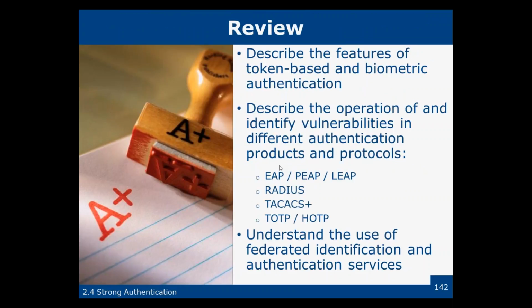So what this one was about is the features of token-based and biometric authentication. The features are that we have these cards and we have certificates, basically. Biometrics, something we are. Of the factors, something we know, something we have, and something we are. These are the devices that are available to take advantage of those. Operation and vulnerabilities of EAP, PEAP, LEAP, RADIUS, TACACS, TOTP, and HOTP, the use of federated identification and authentication servers.